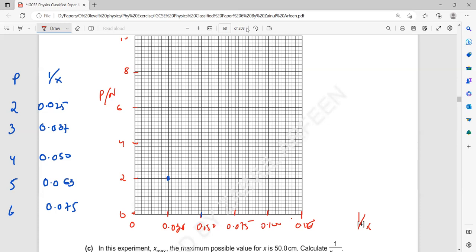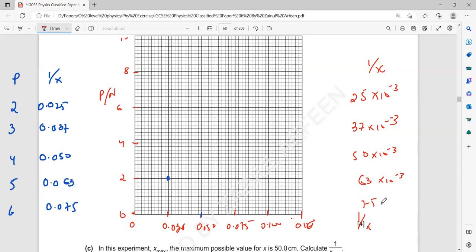I can even reduce this axis. See, I can also simplify this axis, right? Also, I can write them in exponent form. Like I can write the value of 1 over x as 25 into 10 to the power minus 3. So the second value will be 37 into 10 to the power minus 3. Then the next value will be 50 into 10 to the power minus 3. The next value is 63 into 10 to the power minus 3.